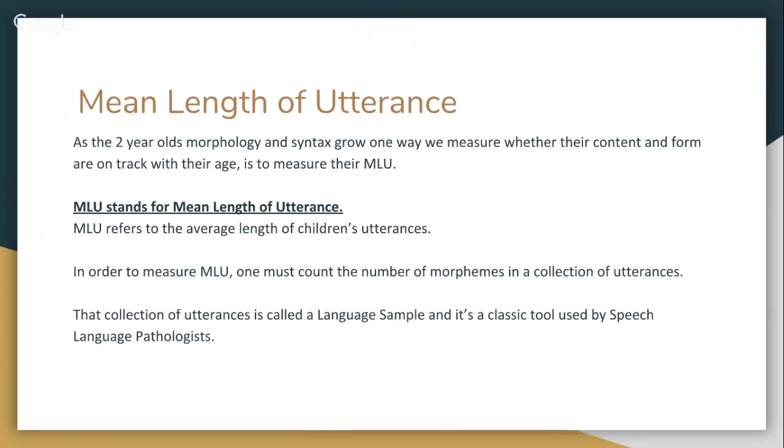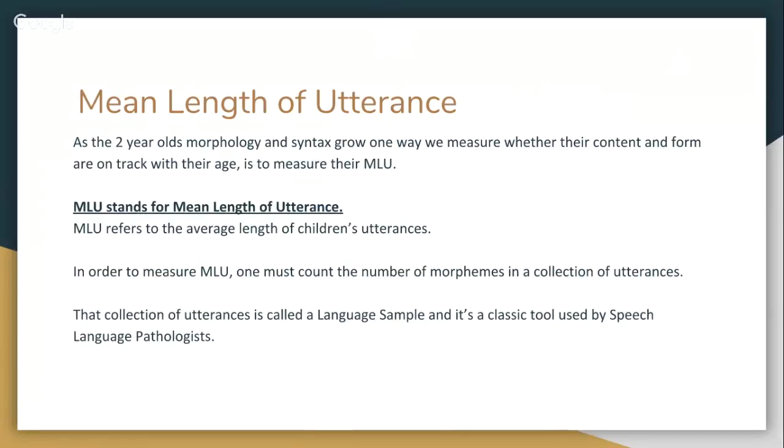When we talk about MLU, we're talking about the average length of a child's utterances. And in order to measure MLU, you must count the number of morphemes in a collection of utterances. A morpheme is the smallest meaningful unit of language. So, in the word book, there is one morpheme, book. In the word books, there are two, book and s. S is a morpheme that changes the meaning of the word book to more than one.